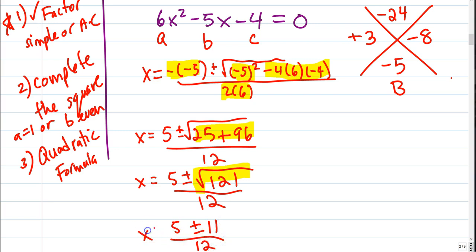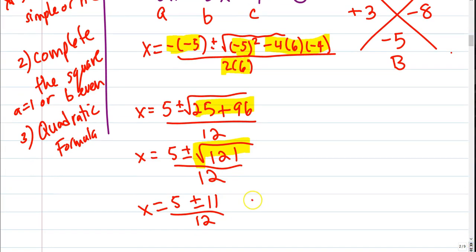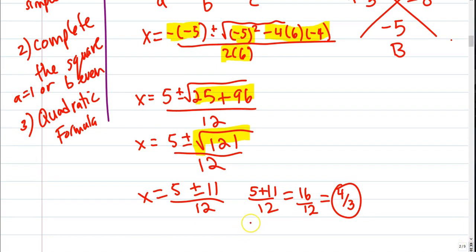Once again, I'll have people do the quadratic formula and leave their answer like this. It's not right, because you can actually add 5 plus 11 and 5 minus 11. So 5 plus 11 over 12 would be 16 over 12, and dividing both of those by 4 gives 4/3. And 5 minus 11 over 12 would be negative 6 over 12, or negative 1/2.